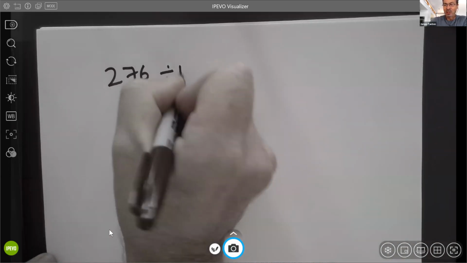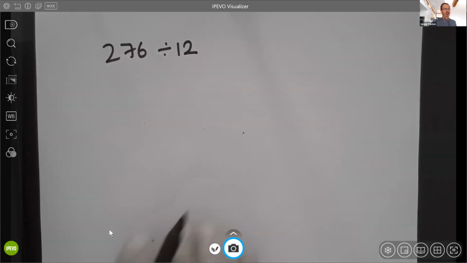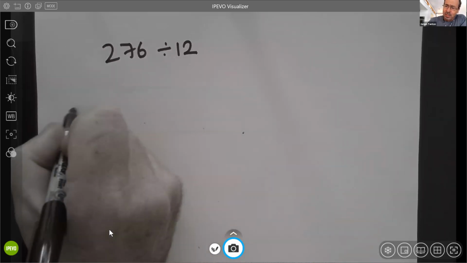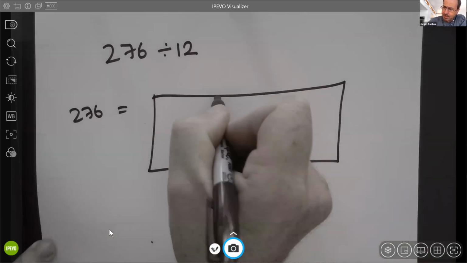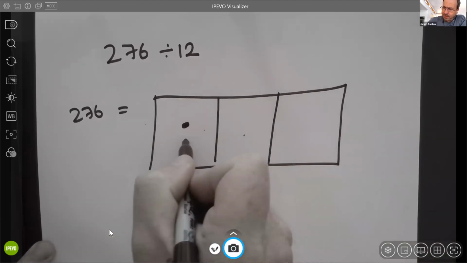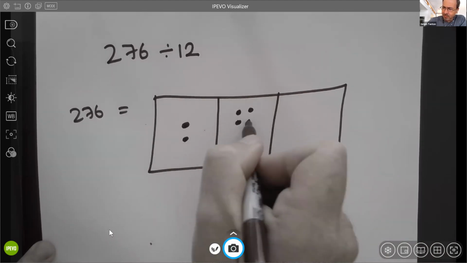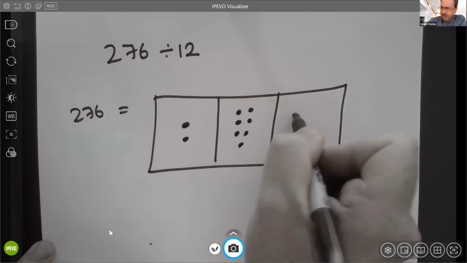276 divided by 12. Let's do multi-digit division. We're ready for it. Okay. So let me draw a picture. Here's 276. I'll make it big and clear this time. 2 hundreds, 7 tens, and 6.